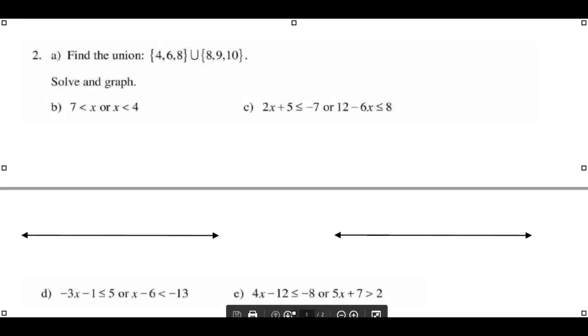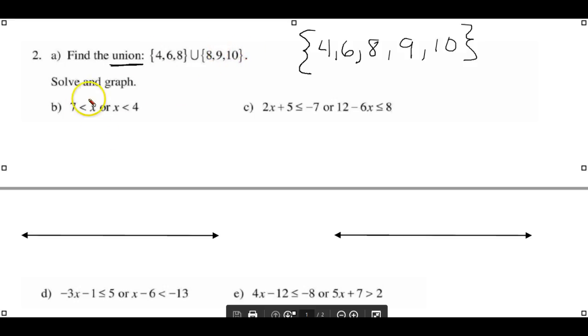Now in number 2, they're featuring it quite well by saying union and also showing the sign for union. So find the union. Well, you set up braces and just list all the elements. 4, 6, 8. Now 8 is repeated, so we don't write it again. 9 and 10. So in MATLAB, that's how you would do it. Write them out, separate the answers by commas, and if something's repeated, you don't. But now this is a union, including all members of both sets.